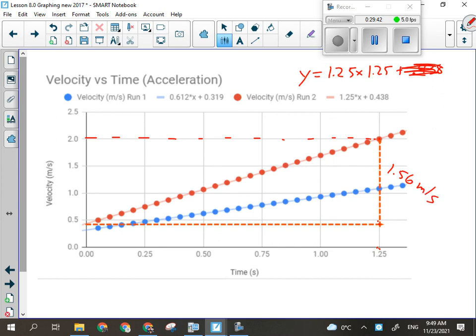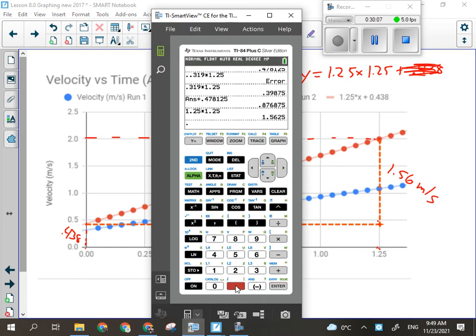The base of my triangle is 1.25 seconds. And I've got my rectangle that has a height of 0.438 and a base of 1.25 seconds. So now I can calculate the displacement here, and add the two together. I'm going to have my 0.438 times 1.25. That's base times height for the rectangle. So there's the displacement in the rectangle.